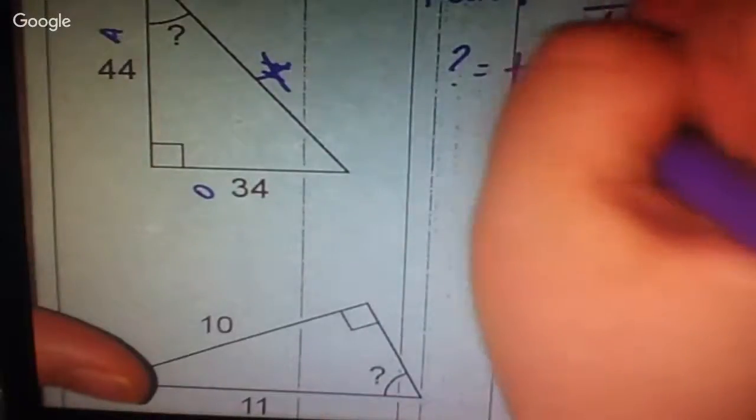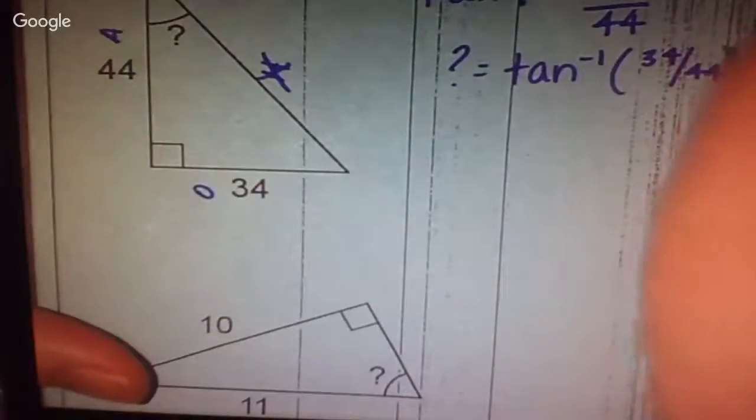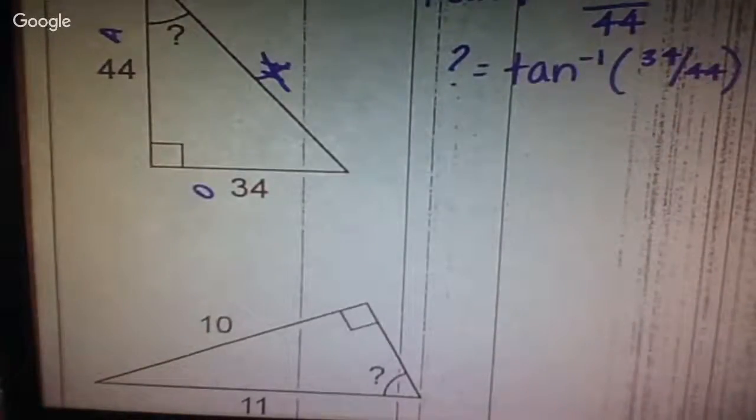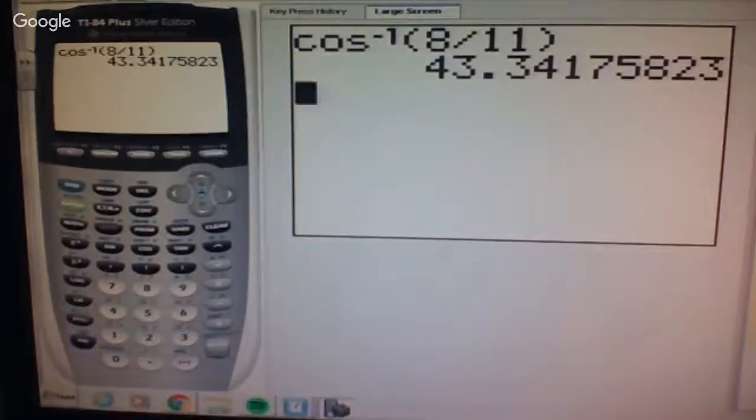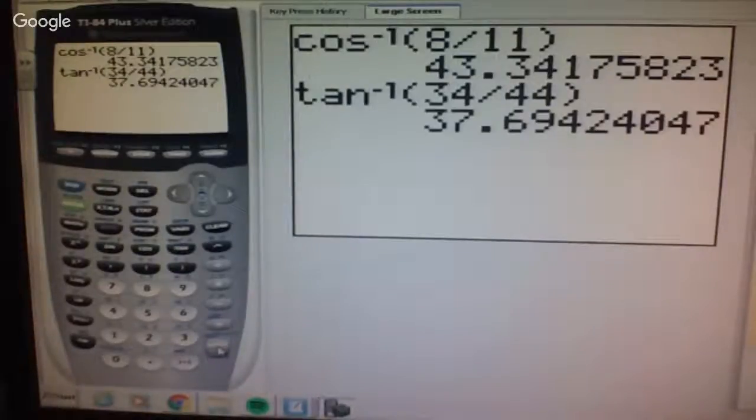Okay? Again, to get that angle by itself, I have to throw tangent to the other side, which means I need to inverse it. So to get inverse tangent, you hit second and then tan. And then 34 divided by 44. If they asked for the whole degree, you would round this to 38.